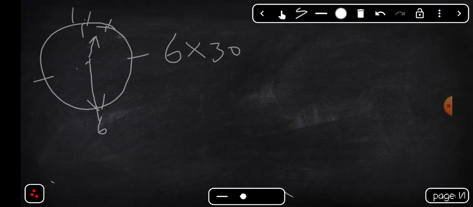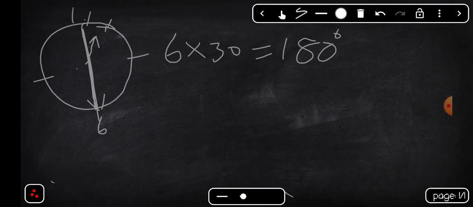Between 2 points, there will be a 30 degree. That means 6 into 30, 180 degree. Half of it is 180 degree, and 180 and 180 means 360 degree. But we should know it is 12:30. It is not exactly 180 degree.